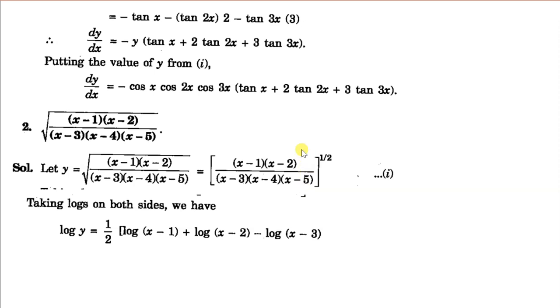log of this term, and here in the numerator we have a product of two terms, so we will use log mn is equal to log m plus log n, so it becomes log x minus 1 plus log x minus 2, and it is divided by the product of these terms. So then we use log m by n is equal to log m minus log n. So all these three terms will be subtracted after the minus sign, that is minus log x minus 3 minus log x minus 4 minus log x minus 5.